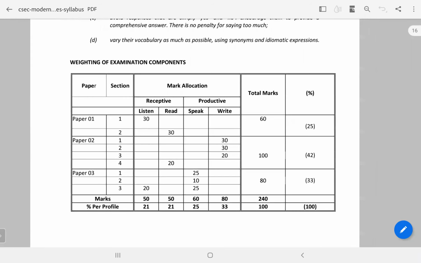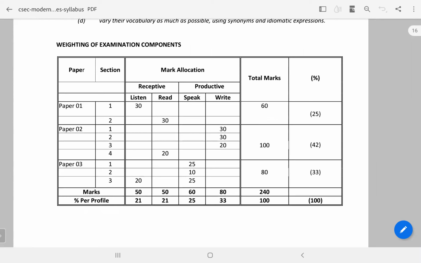Just to reiterate, because this appeared here, this is the mark location and the percentage. A lot of times students ask, well, how much percent is paper 1, 2, and 3? Yes, the papers are broken up into different percentages, but you have to look at where these marks fall on which skill. It's receptive and productive. So receptive is listening and reading, and productive is speaking and writing. So paper 1, section 1 and 2. So we have 30 and 30, which is 60 marks. It weighs 25% of your grade.